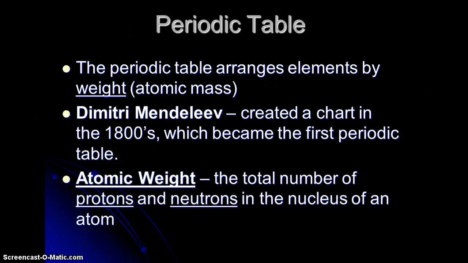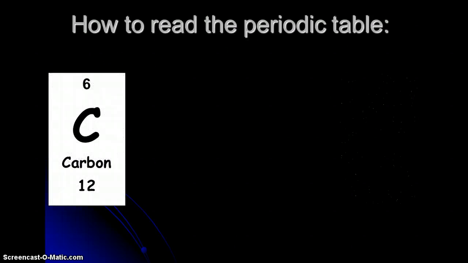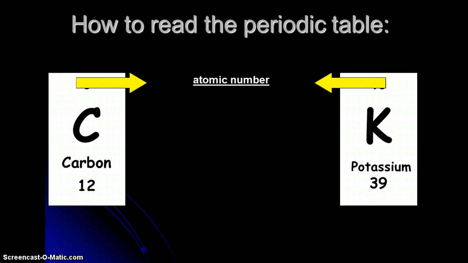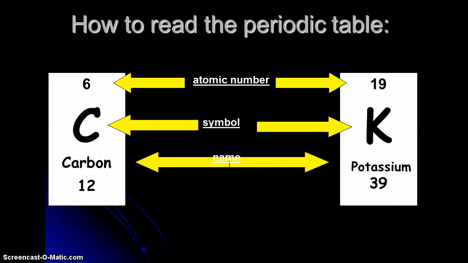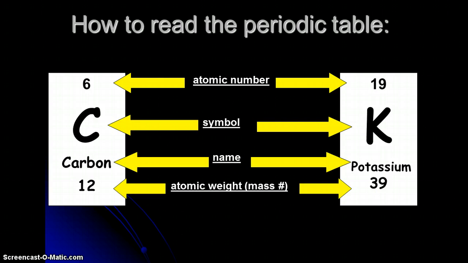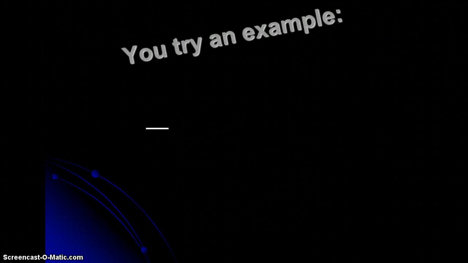The atomic weight is the total number of protons and neutrons in the nucleus of an atom. We looked at the periodic table as these tiles and talked about how the top number is the atomic number. Then you have the symbol, the name, and the atomic weight or mass number.